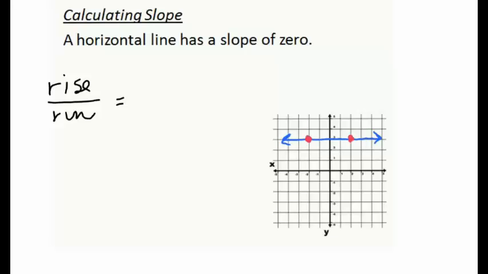This means when we go to calculate our rise, we're going to get 3 minus 3 for 0. So no matter what values we have for x, we always get a 0 in the numerator. This means that a horizontal line is going to have a slope equal to 0.